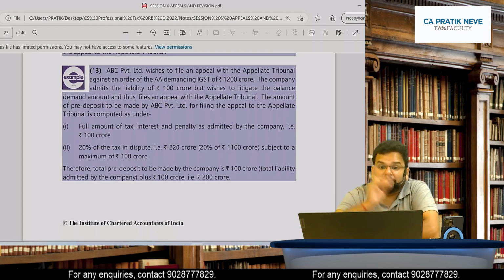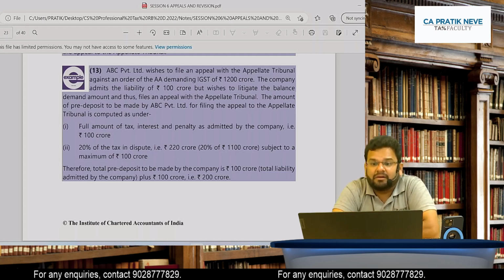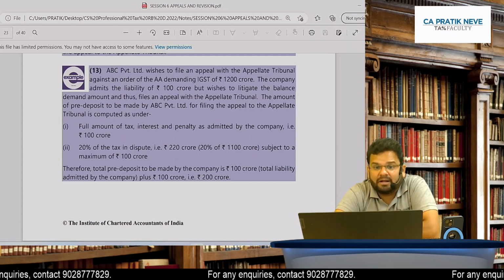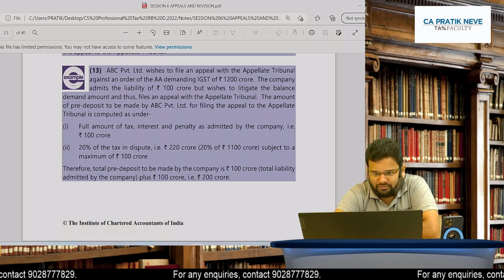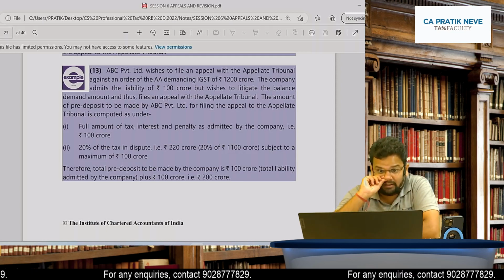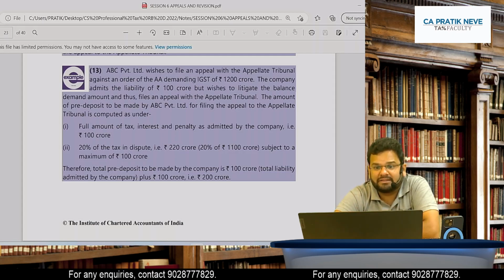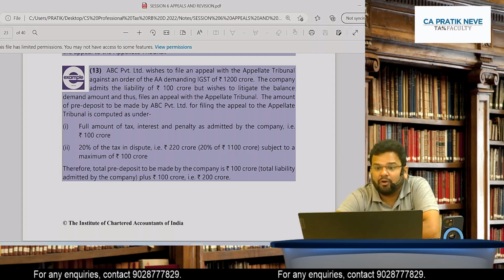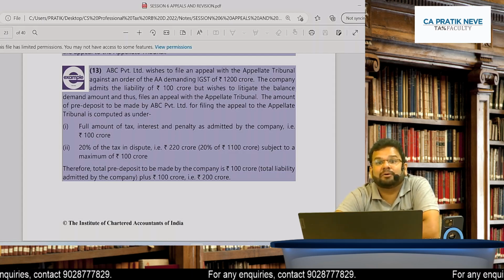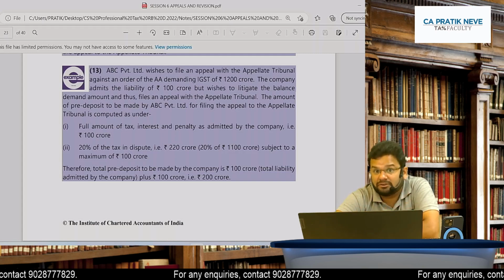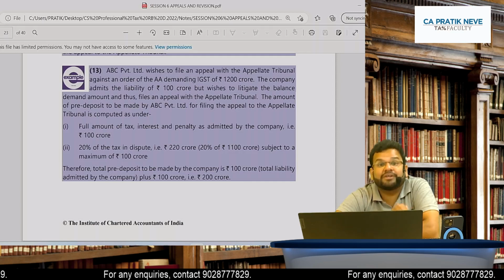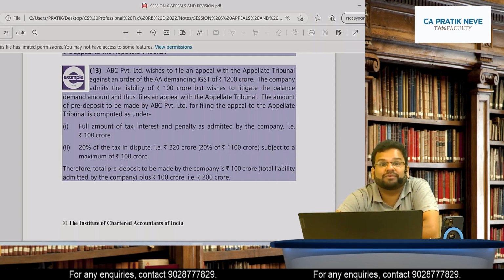ABC Private Limited wishes to file an appeal with the appellate tribunal against an order of the appellate authority demanding IGST of 1200 crores. The company admits the liability of 100 crores but wishes to litigate the balance demand, and thus files the appeal to the appellate tribunal. Now please tell me what's the amount of pre-deposit. Obviously the entire amount of tax which you have admitted, which is 100 crores, and what you are disputing is 1100 crores. Of that, directly 20%.